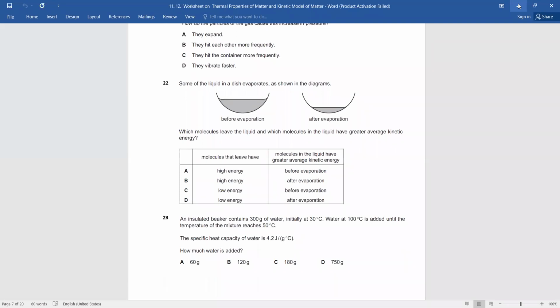Okay, sir, 23. An insulated beaker contains 300 gram of water initially at 30 degrees Celsius. Water at 100 degrees Celsius is added until the temperature of the mixture reaches 50 degrees Celsius. The specific heat capacity of water is 4.2 joule per gram degree Celsius. How much water is added?